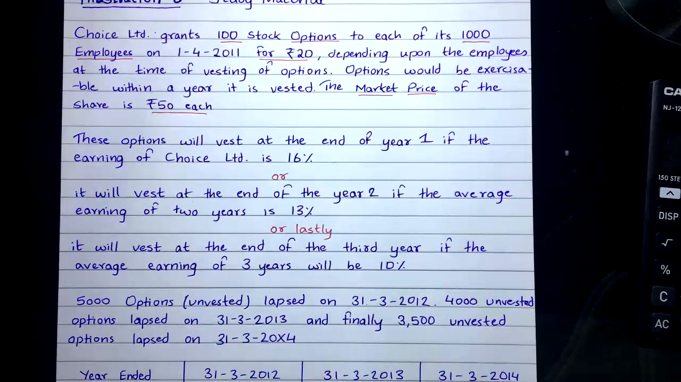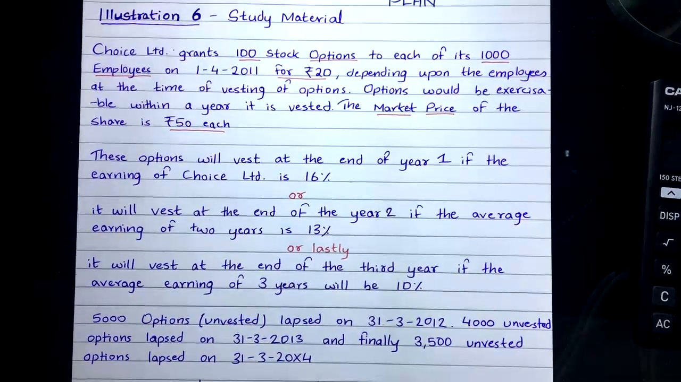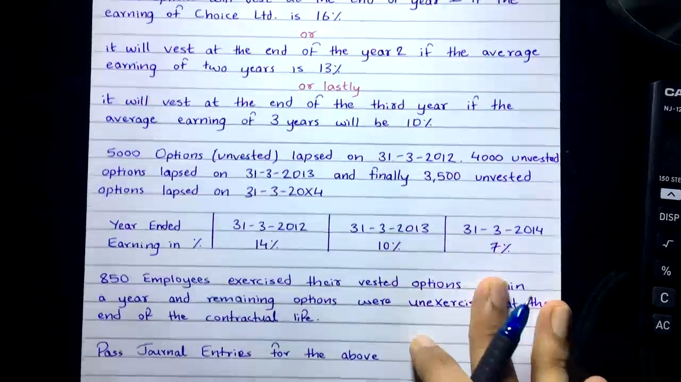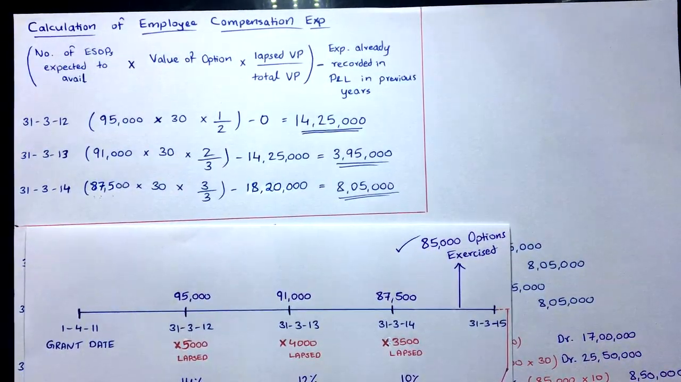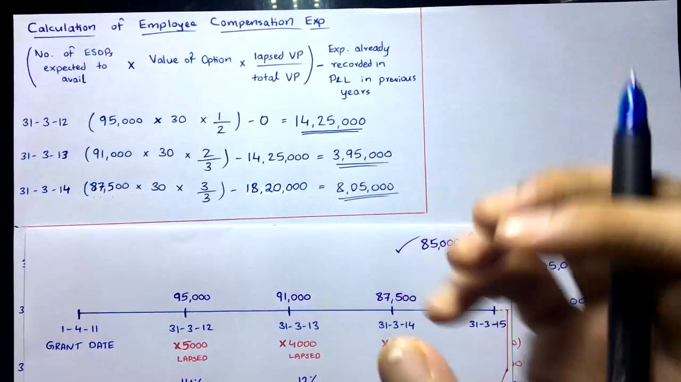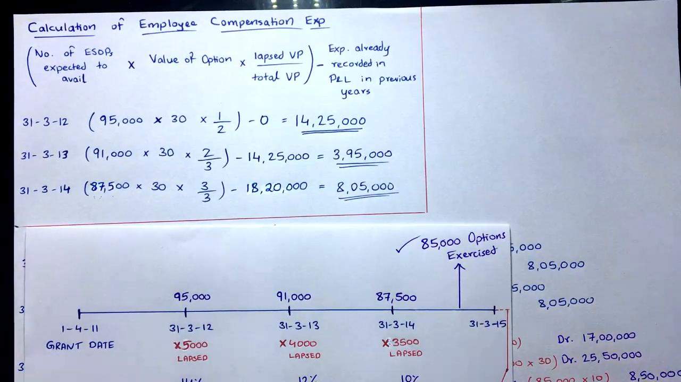So now let's calculate the employee compensation expense and let's pass the journal entries. Yeah, let's go to the solution. Now let's calculate the employee compensation expense. Each year how much do we have to take to the profit and loss, right? And we don't know the vesting period also. The vesting period is also not fixed, that's also variable. It depends upon the condition, right?